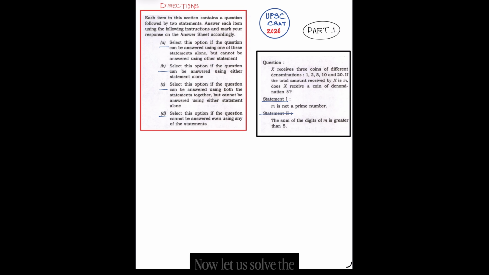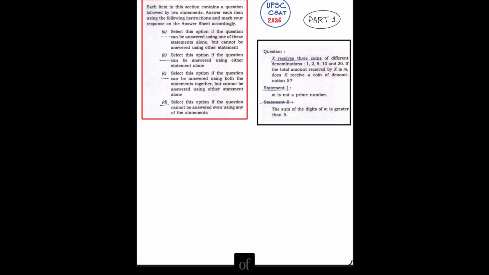Now let us solve the question. The question goes like this. X receives 3 coins of different denominations 1, 2, 5, 10 and 20. If the total amount received by X is M, then does X receive a coin of denomination 5?